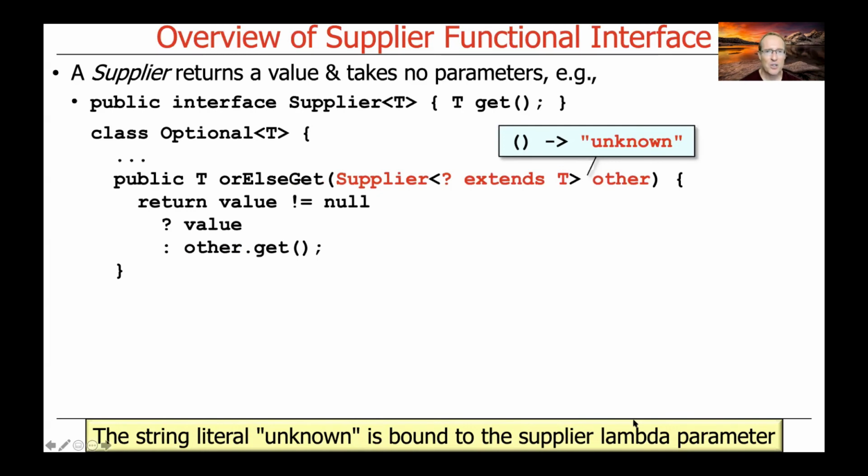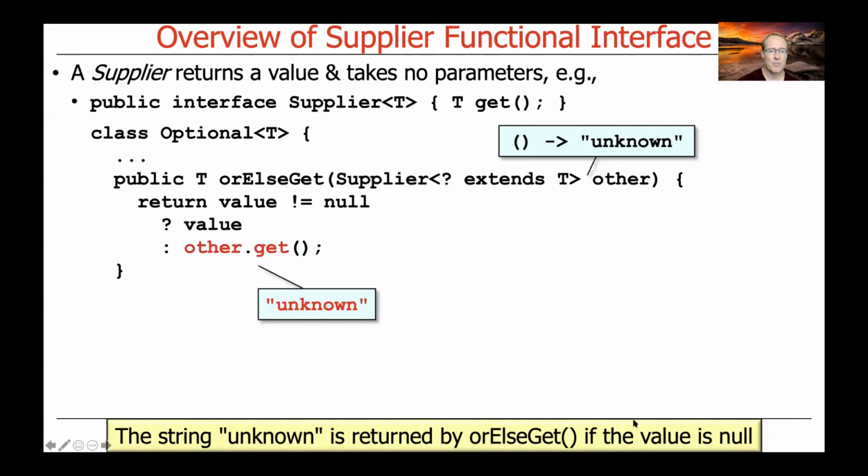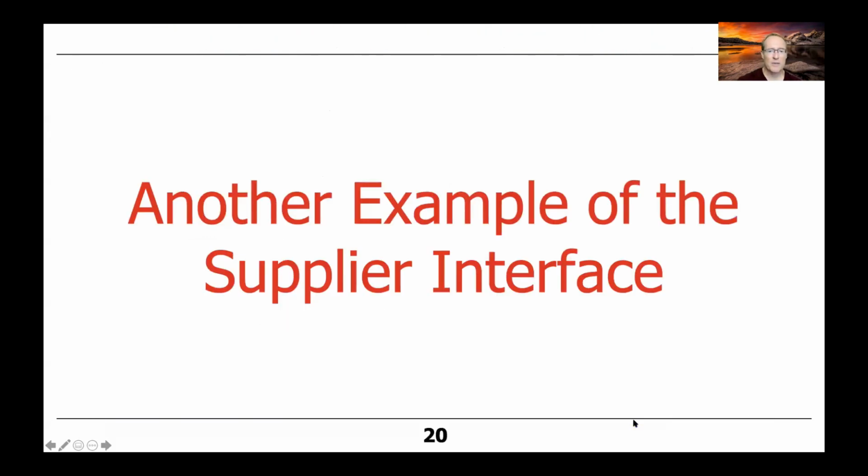So it's bound to a lambda. But notice that that lambda is not evaluated until other.get is called. So again, it's done in a lazy fashion. It's not actually done until it's actually needed. And when you call other.get, if the thing turns out to be empty, or if the value internally is null, which is the same thing as being empty, then other.get returns the string unknown. So that's kind of the way to think about supplier. That's one way to look at it.